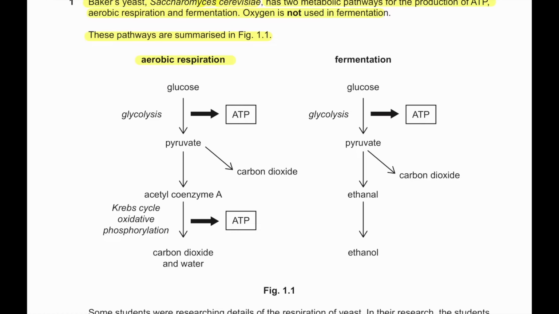Aerobic respiration: glucose undergoes glycolysis, which produces ATP and pyruvate, leading to carbon dioxide and acetyl coenzyme A. Then the Krebs cycle and oxidative phosphorylation produce carbon dioxide and water, and also produce ATP. Then there is fermentation, where glucose in glycolysis is converted to pyruvate, releasing ATP, and then the pyruvate produces carbon dioxide and ethanol.